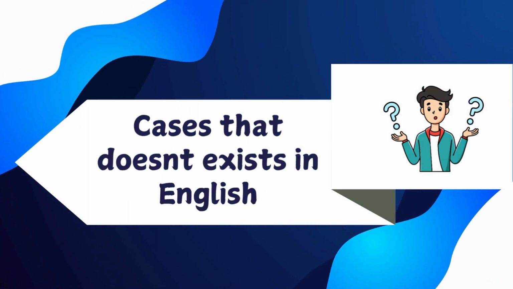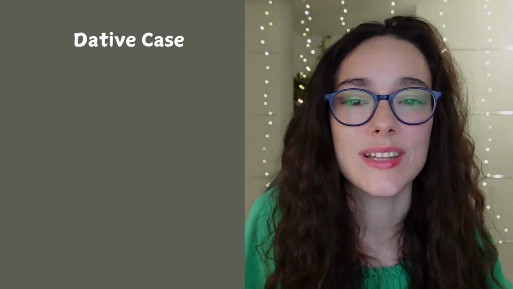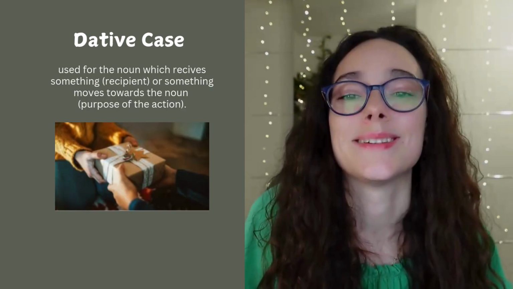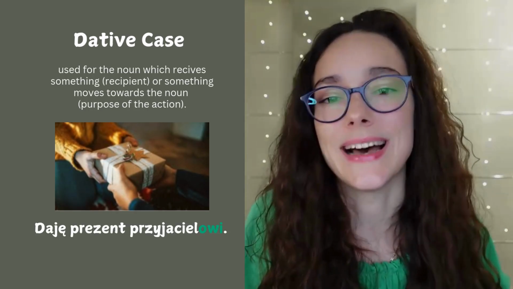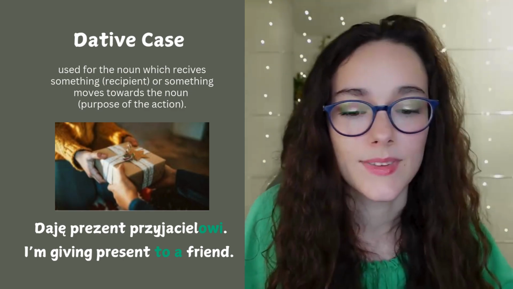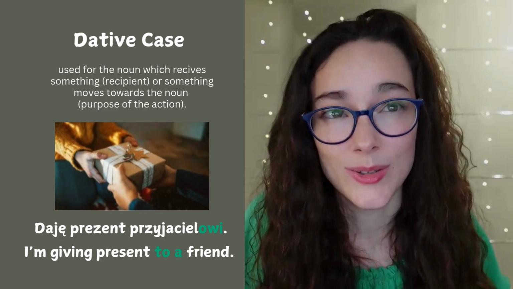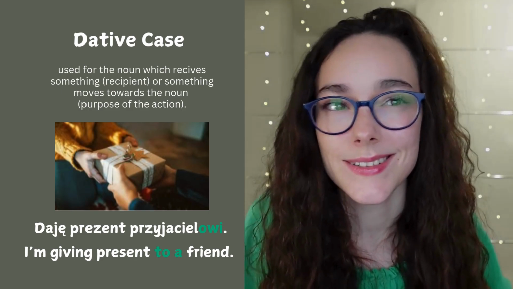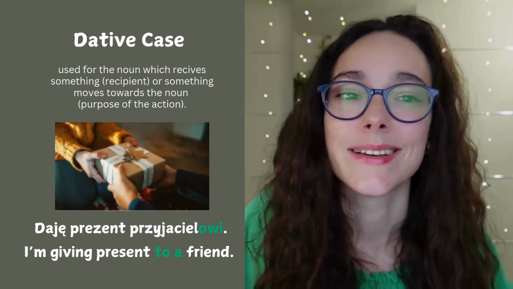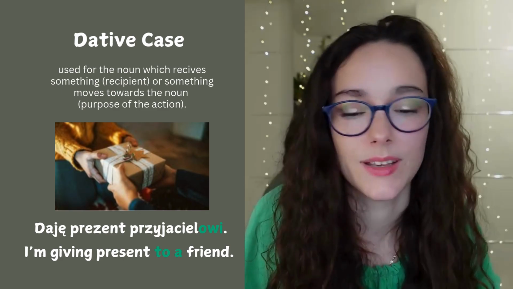Can you tell me a bit more about these Polish cases that don't exist in English? Now let's look at the other cases that don't apply to English. One of them is the dative case, one of whose functions is to indicate a recipient, typically when somebody is receiving something. So daję prezent przyjacielowi means I am giving a present to the friend. So again, in English we use the preposition to the friend, but in Polish we don't use this to the, we just change the friend according to its dative case.